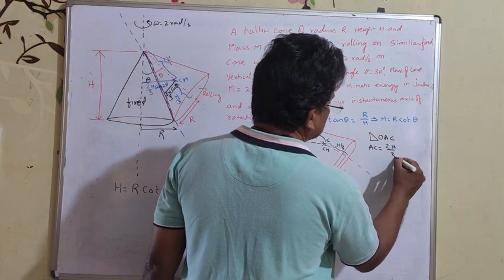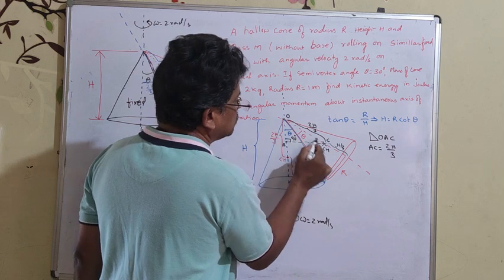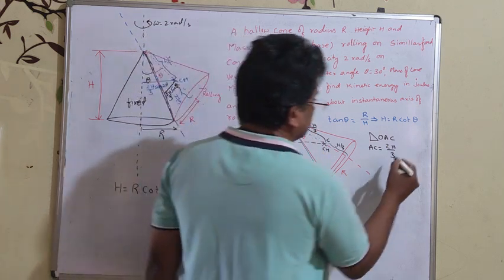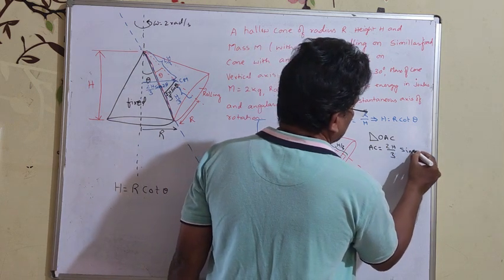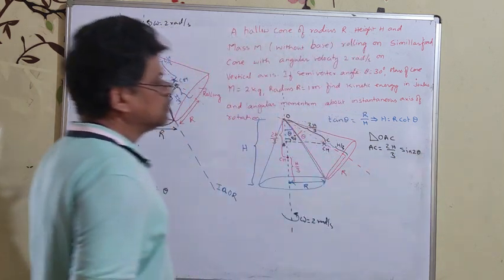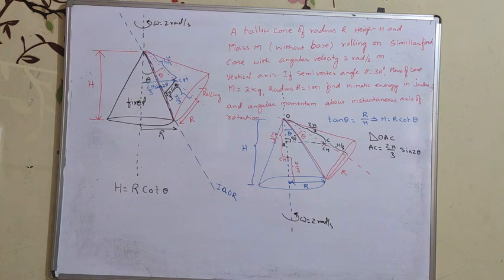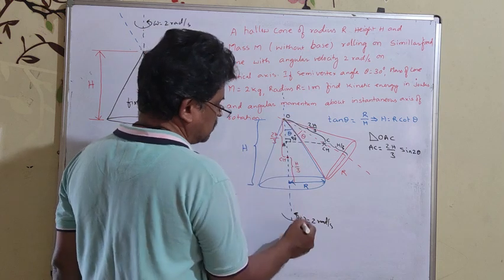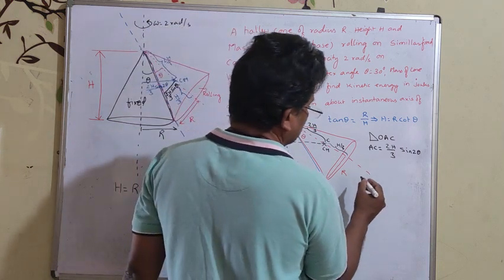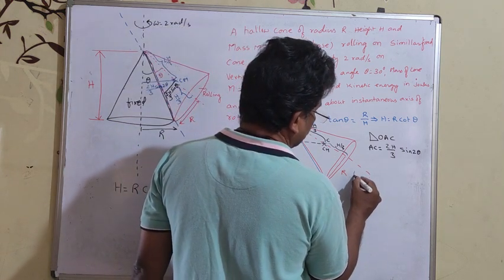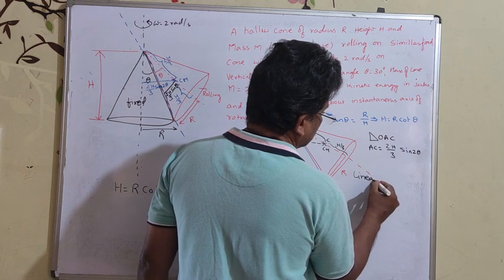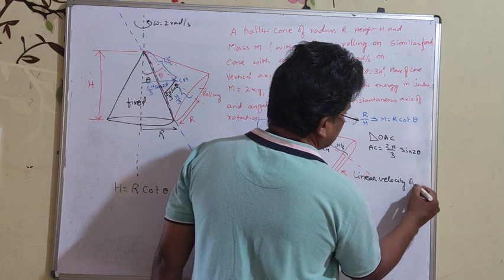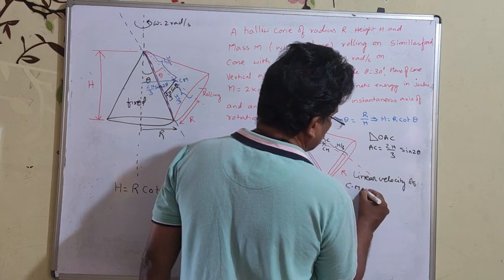2h by 3 becomes the hypotenuse, so AC is 2h by 3 into sine 2 theta. This is the distance. But the angular velocity we already know as omega. Therefore, the linear velocity of the center of mass, this we need to find. What is the linear velocity of the center of mass of the cone?